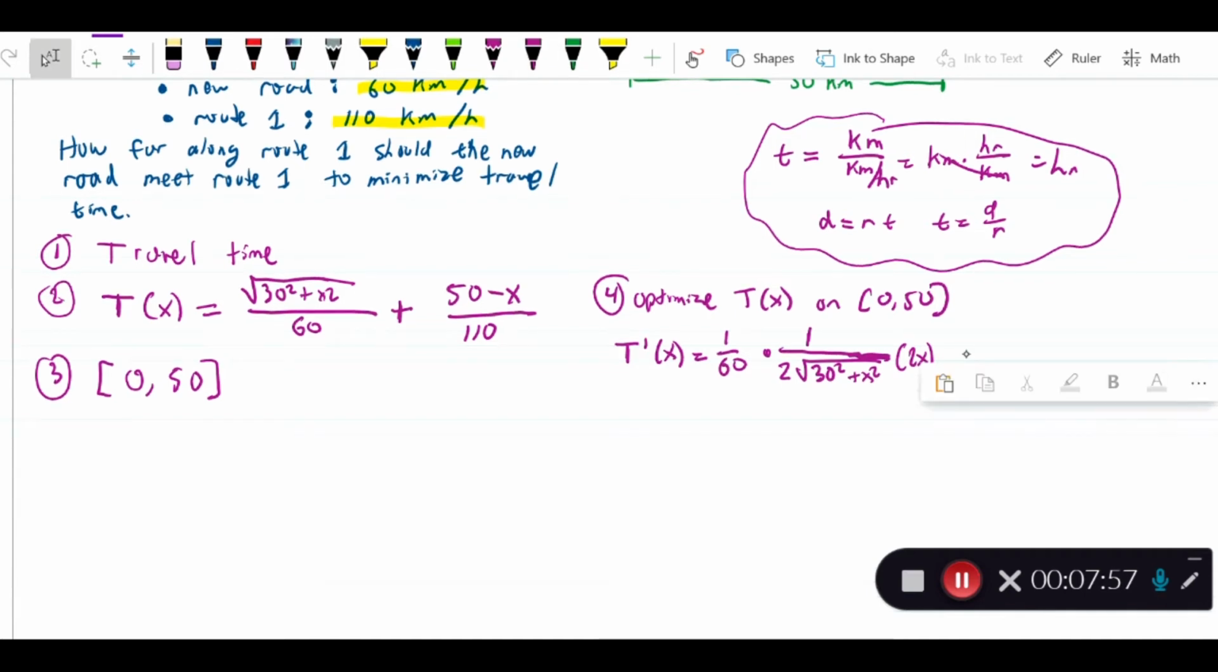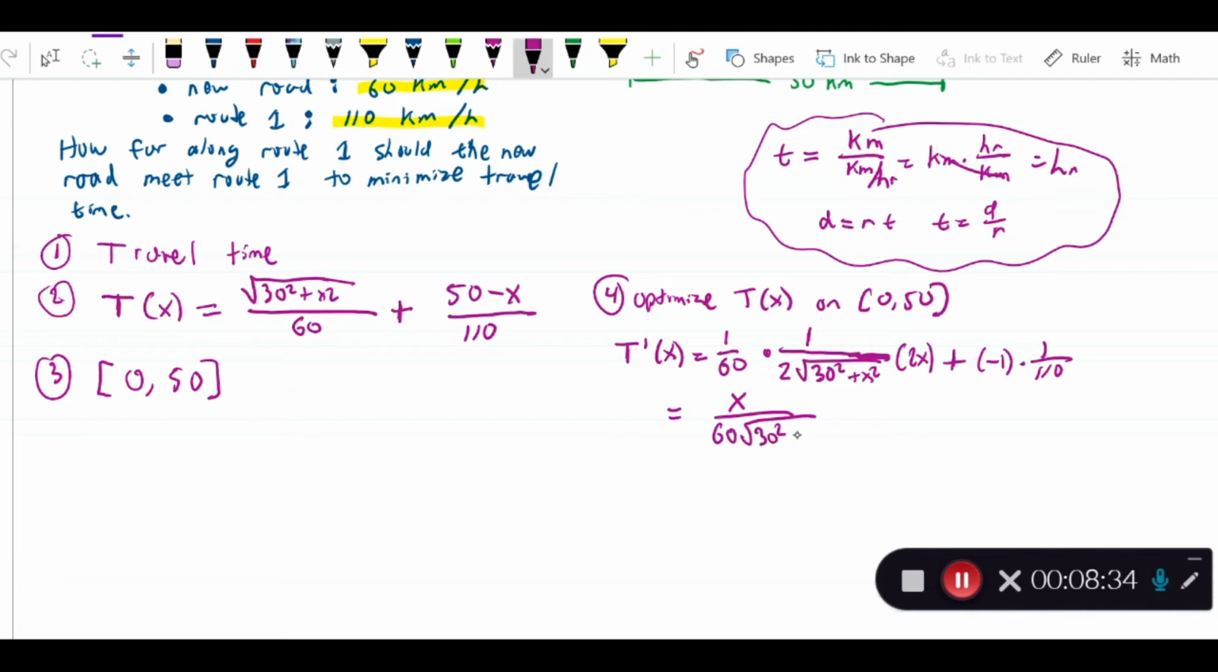So the derivative of 50 minus x is just negative 1. So I've got, well, let me just put it this way, plus negative 1 times 1 over 110. So we'll clean this up a little bit. And this is going to be x over 60 times the square root of 30 squared plus x squared, and then minus 1 over 110.